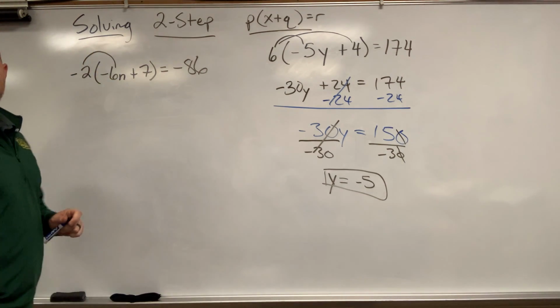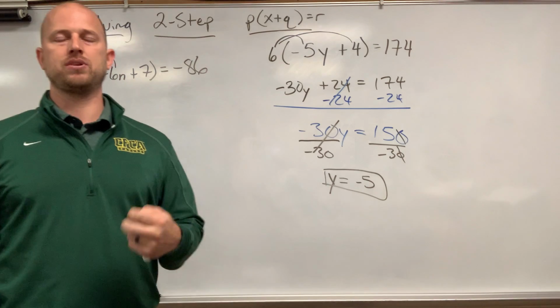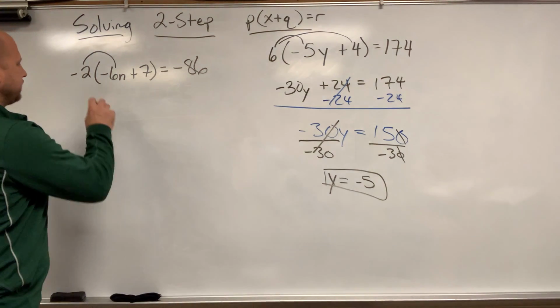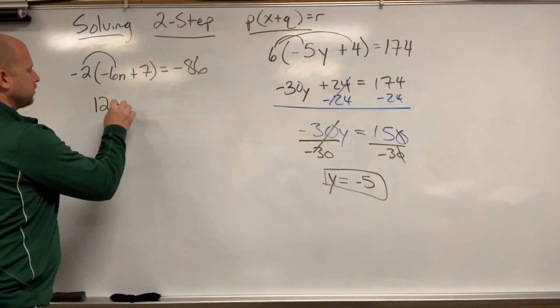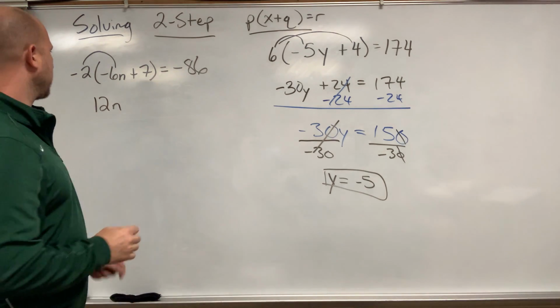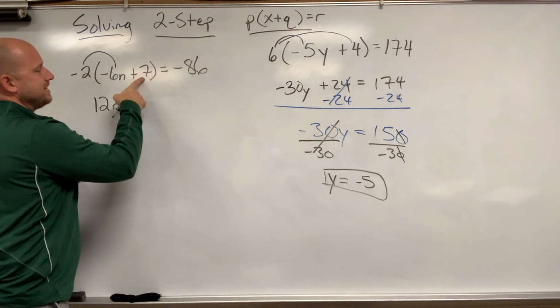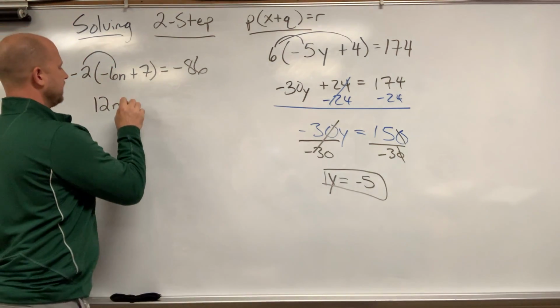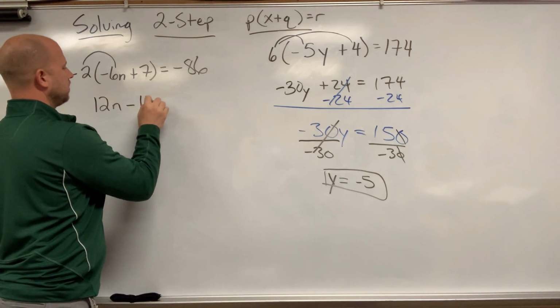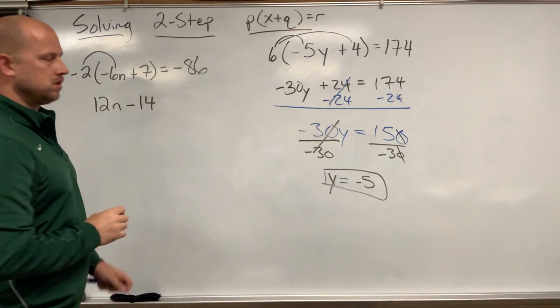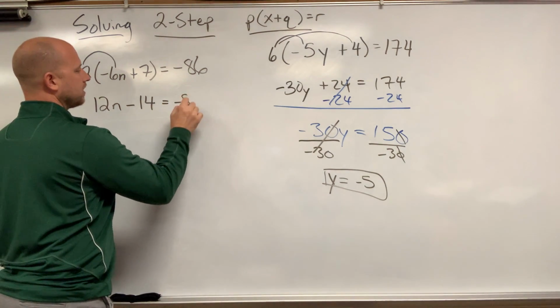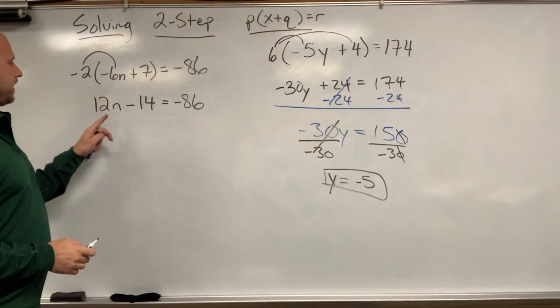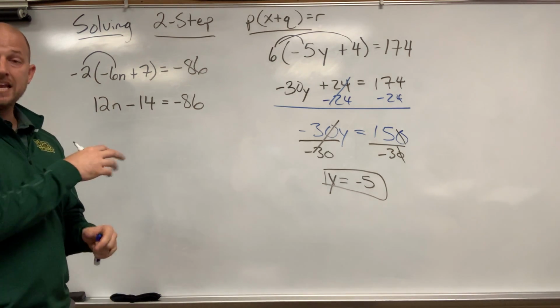-2 times a -6n. -2 times -6. Same signs positive, so we have a 12n. Okay? -2 times a positive 7. Different signs -14. Equals -86. All right, so again, 12 times n, that stays together.